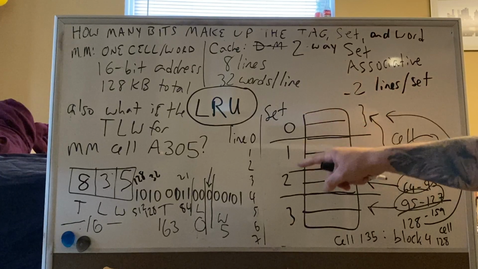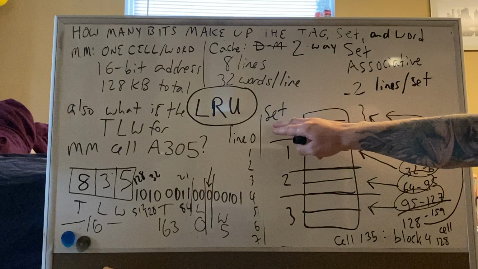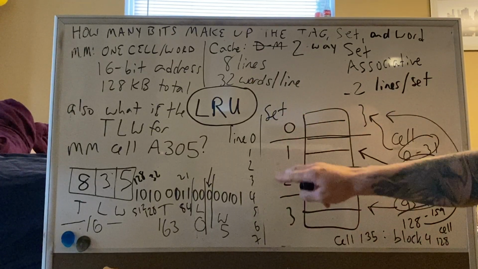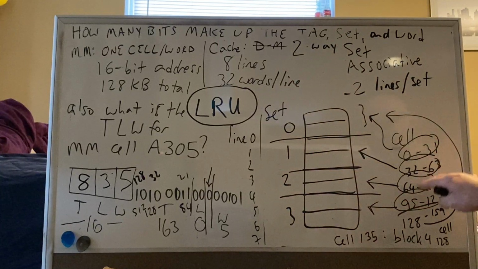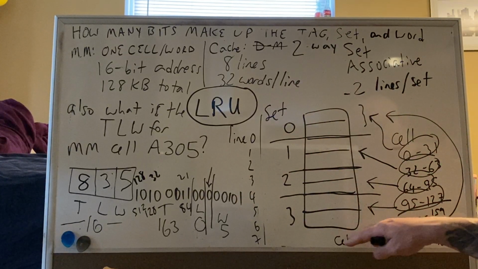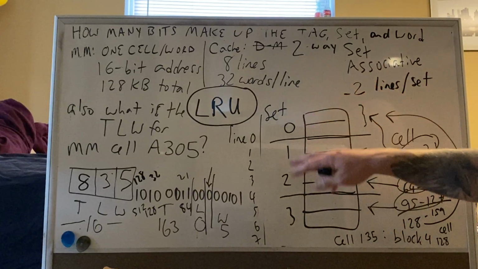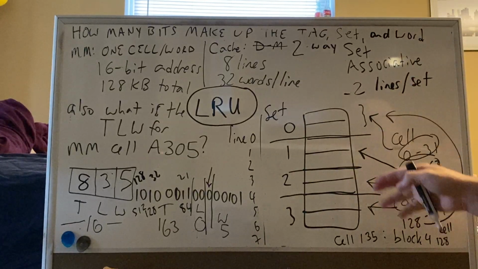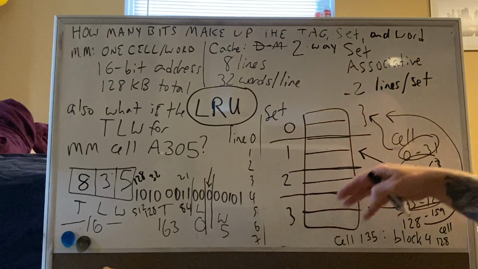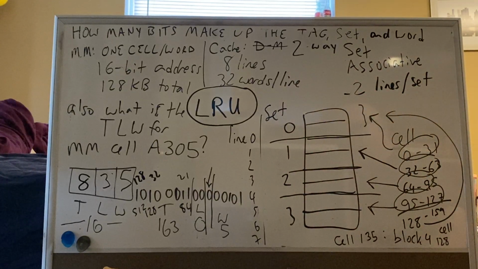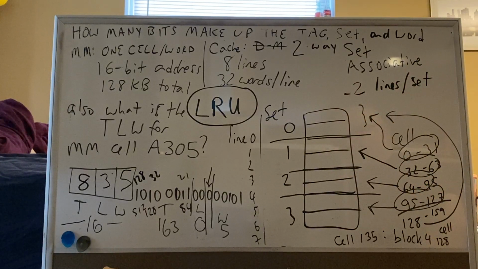Block 4 goes in set 0. So block 0 goes there, block 1, block 2, block 3, block 4, 5, 6, 7, 8, 9, 10, 11, 12, 13, 14, 15. If you want to find out where something goes, where a cell goes, find out what block it's in, and then mod it by the number of sets in the cache. If I mod by 4, I get a remainder 0 to 3, which gives me exactly the scenario I want here.